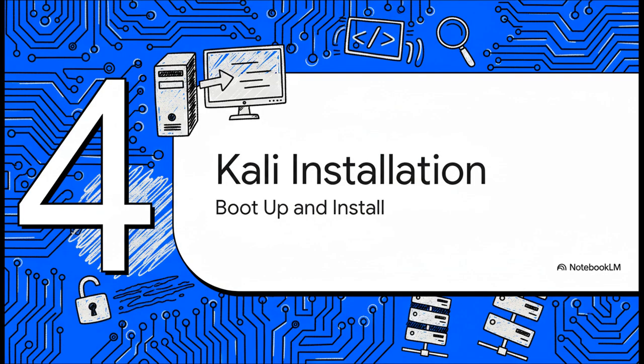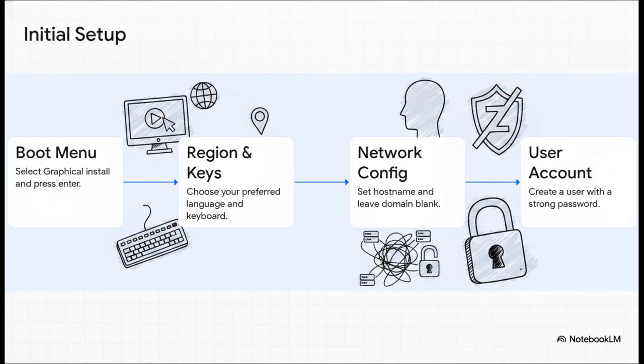All right, phase 4, Kali Linux installation. Fire up your VM and hit enter on graphical install. The wizard is going to ask you to set your region and keyboard layout. You can actually just leave the domain name blank. Next, it'll have you create a new user account and password. Please pick a strong password that you're actually going to remember. You're going to need to type this in constantly to run administrative commands in Kali.